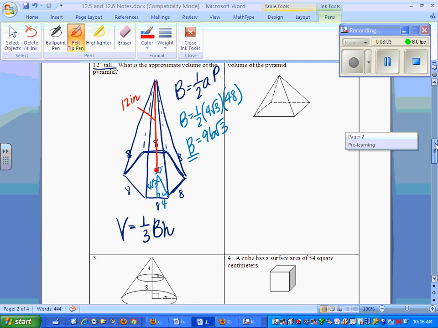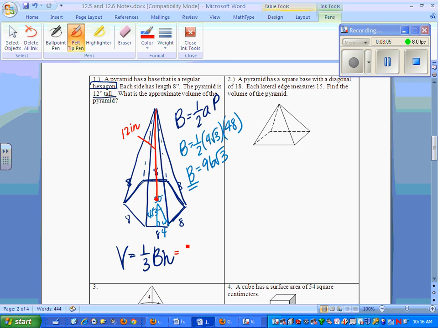So using my formula, go ahead and plug everything in. 1/3, 96√3 times 12. So we end up getting 384√3 inches cubed for the volume.